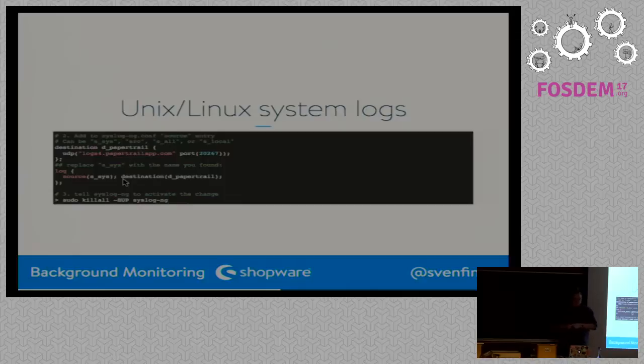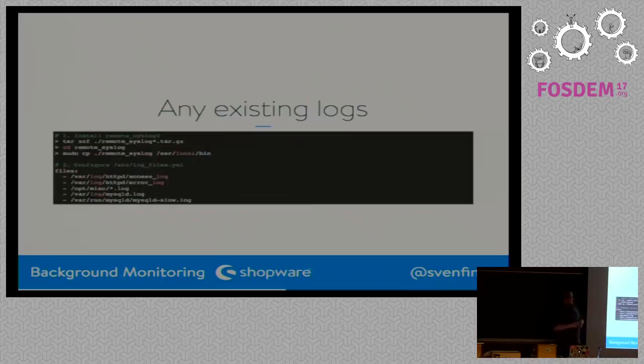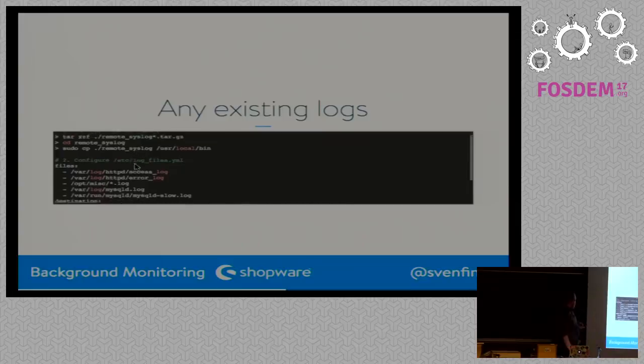But in my case, I don't only want to use system logs. I have my own custom log files I want to log. Most of the system files don't really interest me at all. But there's also a solution for that. I can push any existing logs to that. Here is remote_syslog. That's a tool, I think, provided by Papertrail. I just download that one, install it, and then they provide a configuration file. This is the standard setup for Papertrail.